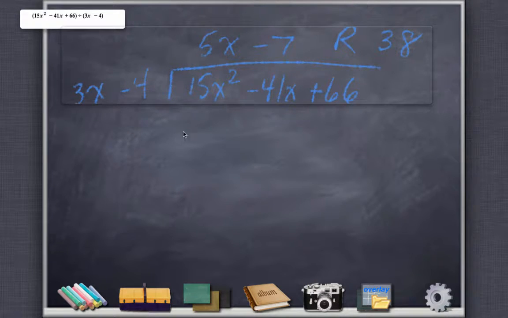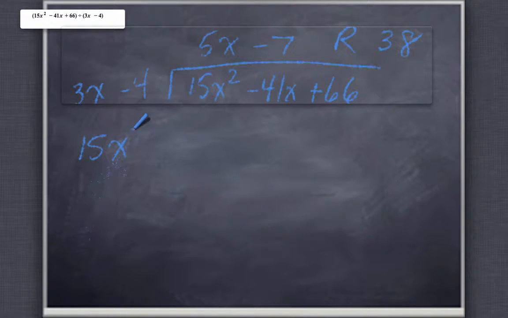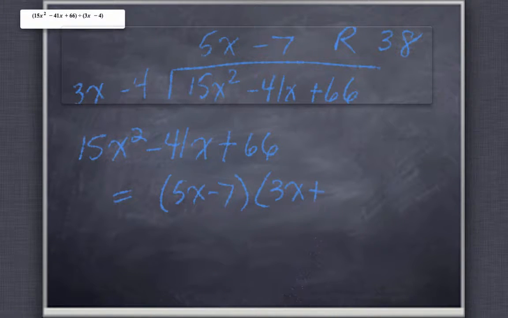I want to go back to that thing that I said before about how that means we can rewrite the product. That means we can rewrite 15x squared minus 41x plus 66 to be equal to 5x minus 7 times 3x minus 4 plus 38. That's going to be relevant later also, that we have this plus something on the end.